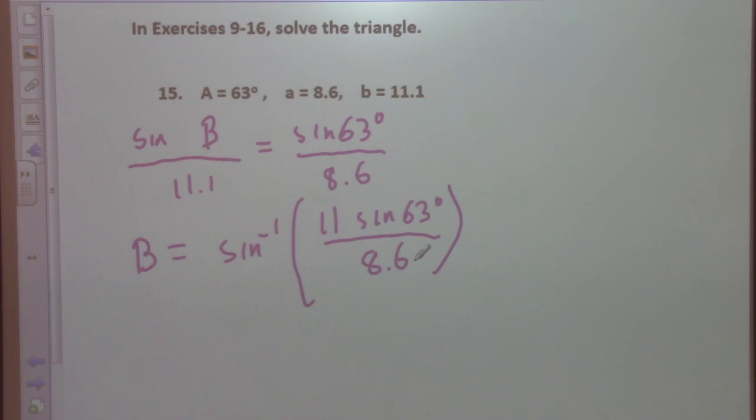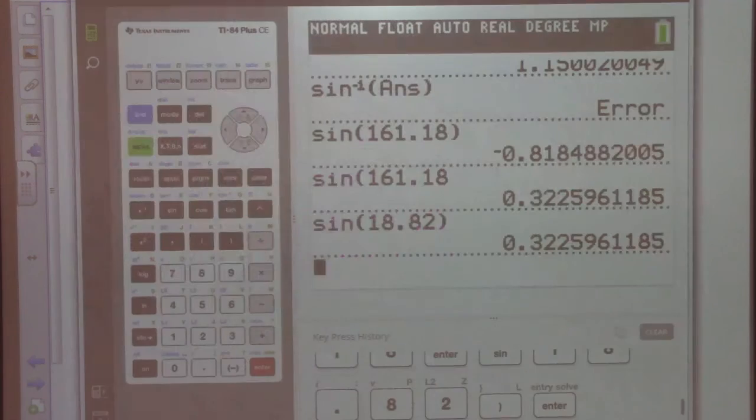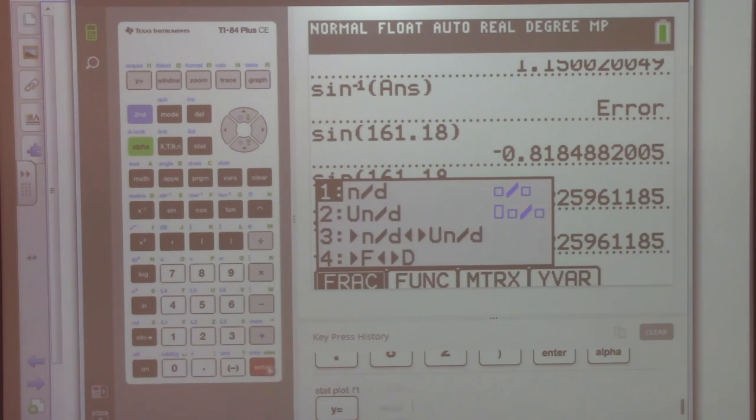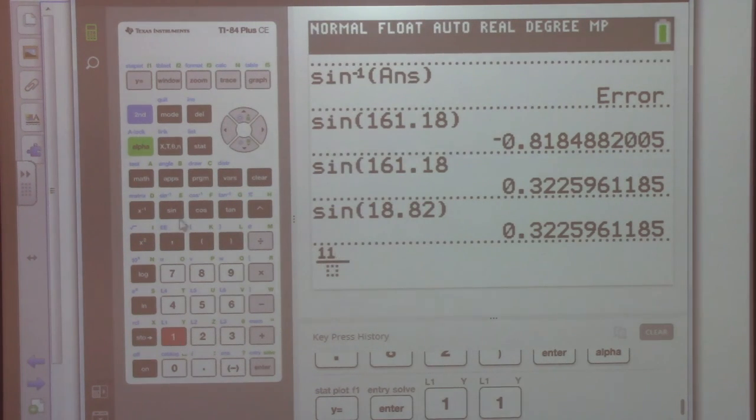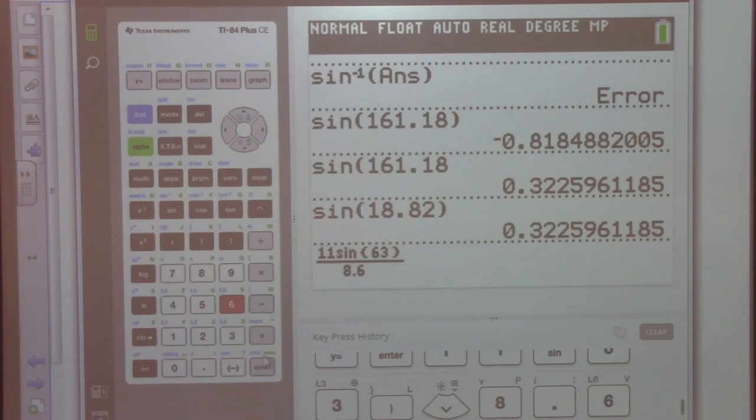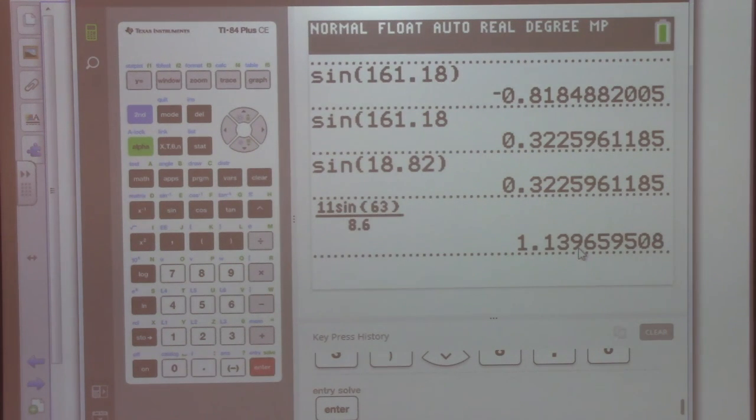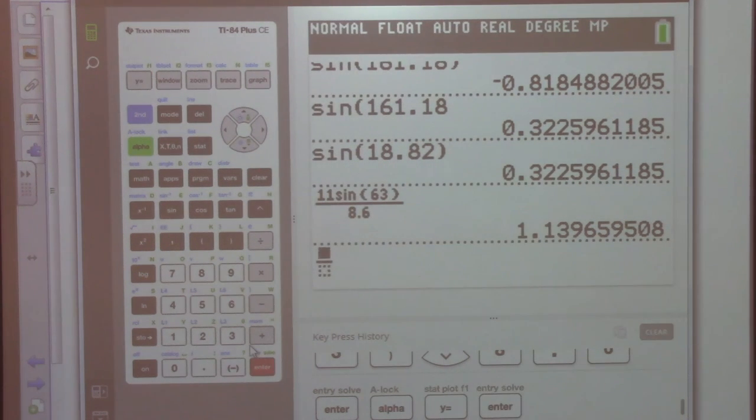So let's look in the calculator at what that is. We have 11 sine 63 degrees, is that what that was? Over 8.6. So we get this, and I get 1.39, but it should be 11.1, right? So let me do that again. I want to get the exact right number. 11.1 sine.